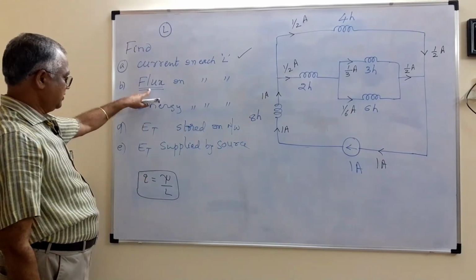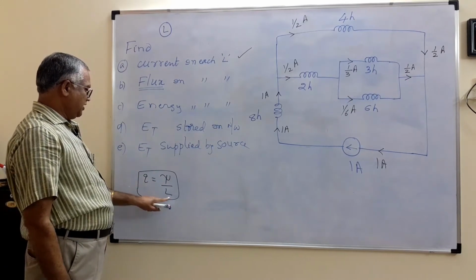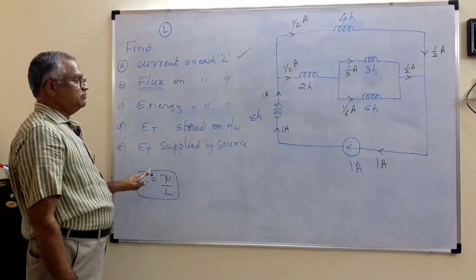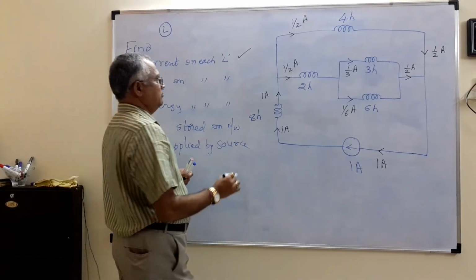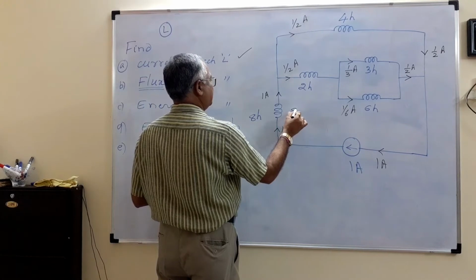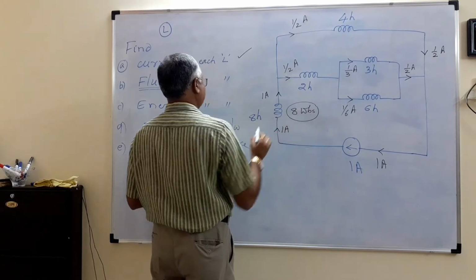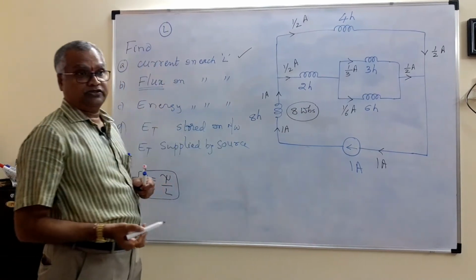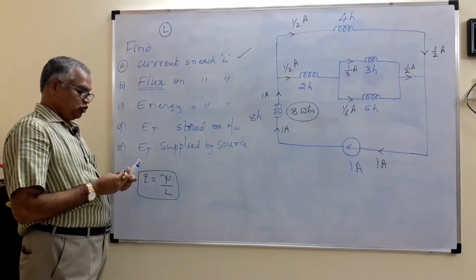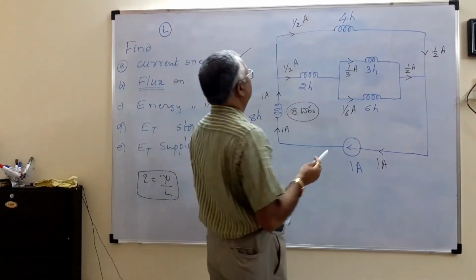Next you have to find the flux. To find flux, what is the formula? Multiply these two, inductor and current. So when you multiply these two, 8 into 1, you get 8 Webers. What is the flux unit? Webers. Charge unit? Coulombs. So you have to talk in terms of Webers.